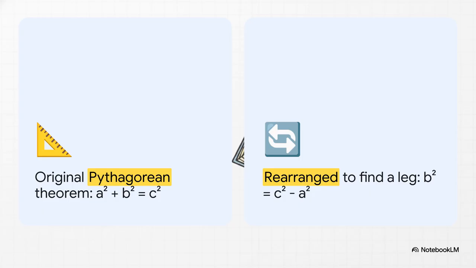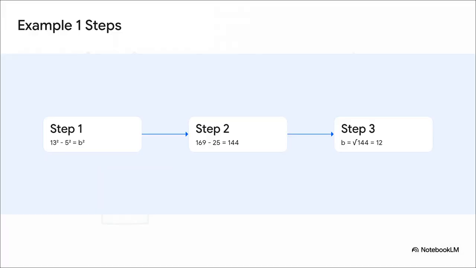So we've gone from adding the squares of the legs together to taking the square of the hypotenuse and subtracting the square of the leg we already know. It's a real game changer. Let's see this in action with our first example. Imagine a right triangle where the hypotenuse is 13 and one leg is 5. We need to find that other leg.